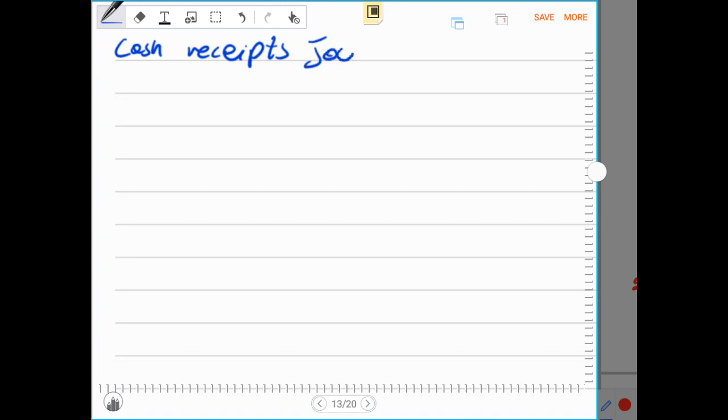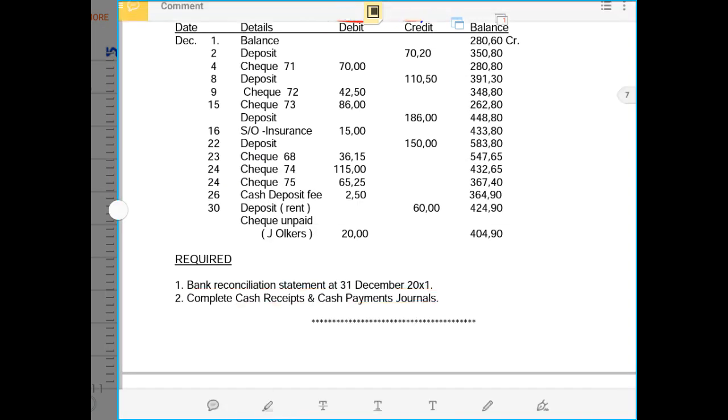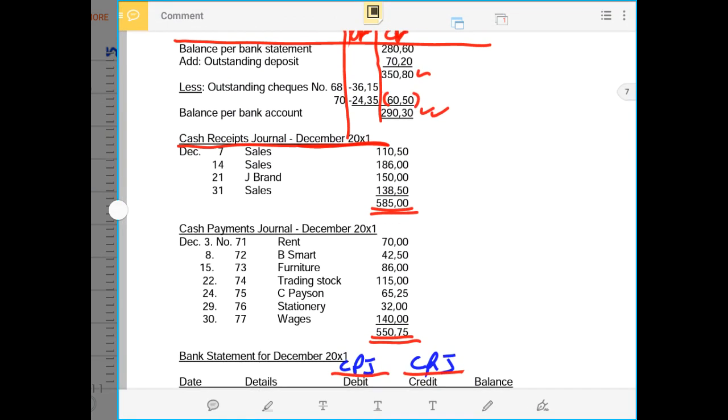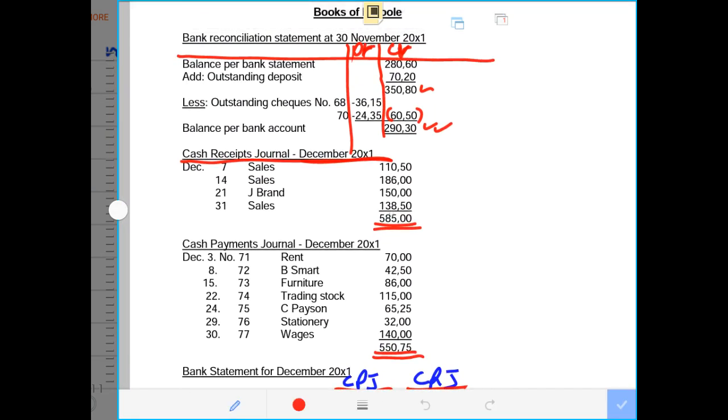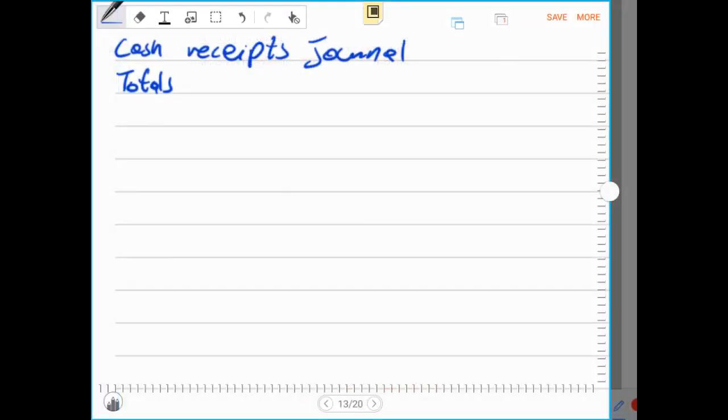And we know that the cash receipt journal has many columns, but in the bank reconciliation, we normally don't use all the columns. We focus on the bank account column. We start with the totals, and we take the total of the receipts that is already given to us, which is 585. Always take that total. That is your starting point. So now we have 585 rand.